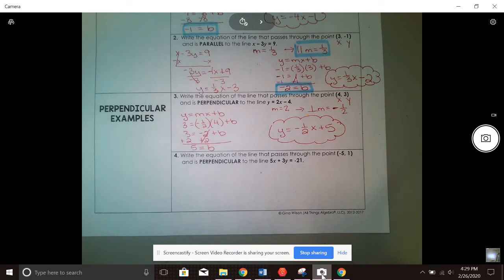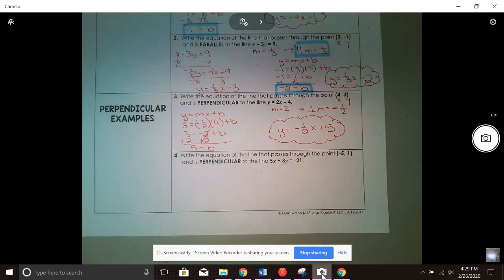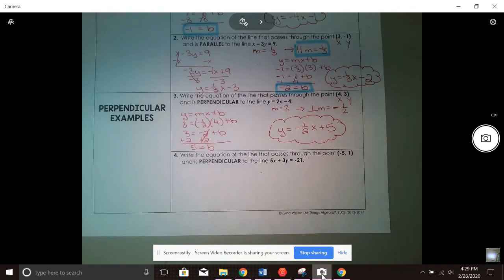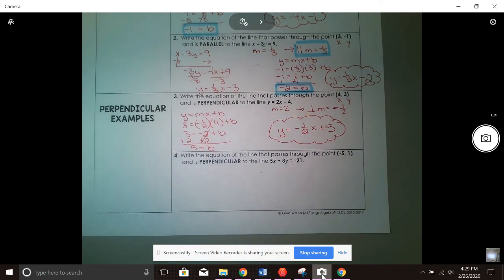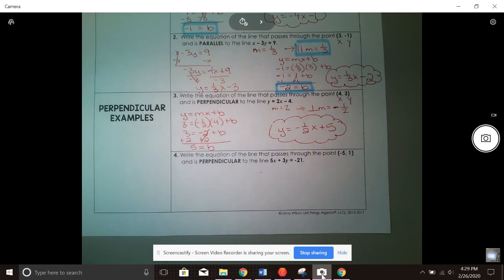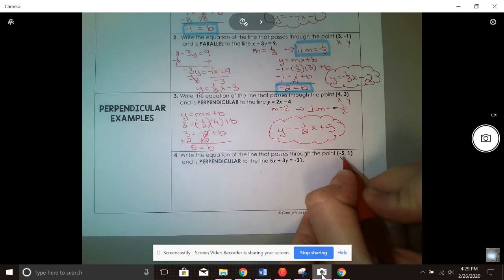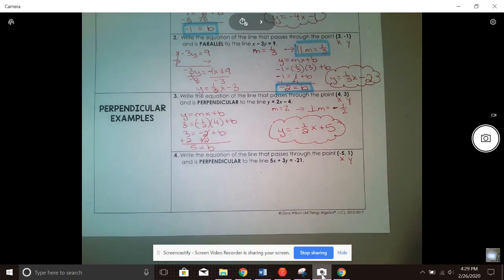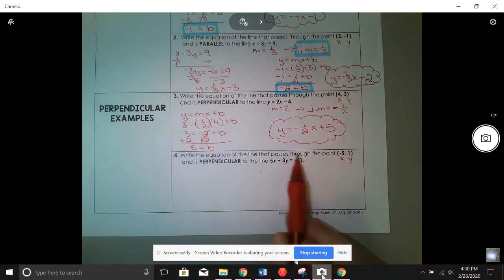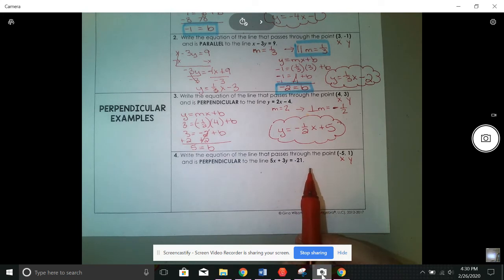Okay, so let's check out number 4. Write the equation of the line that passes through the point negative 5, 1 and is perpendicular to the line 5x plus 3y equals negative 21. Negative 5, 1 is the x and the y. What I don't have here is the slope. So I have to do a side problem first.